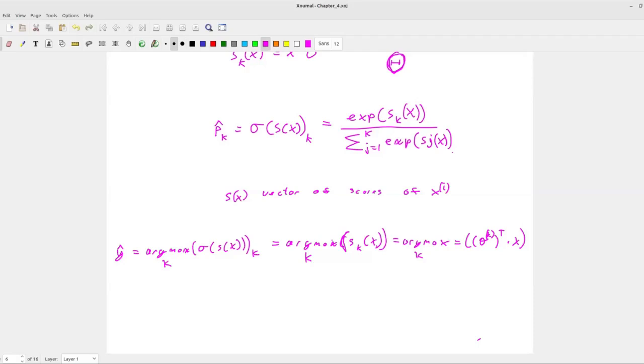So again, the argmax operator, if that's not familiar to you, identifies the value of a variable, in this case k, that maximizes a function. So in this context, it returns the k that maximizes the estimated probability of sigma of s_k of x.